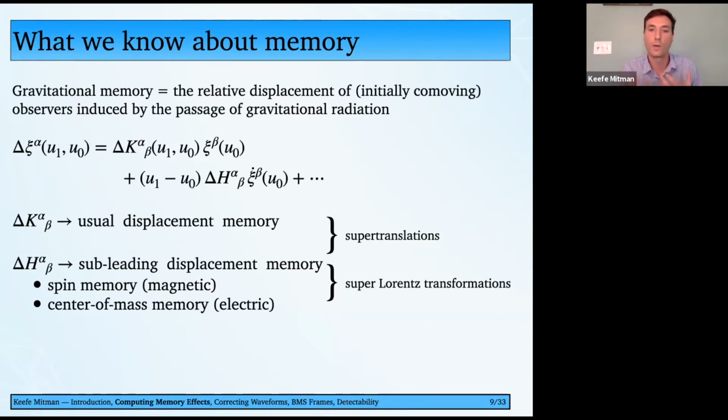Another way to understand these memory effects, if your observers don't have some relative velocity, is that spin memory will show up for observers on counter-orbiting trajectories, and center of mass memory for any parallel trajectories. But for today, I'm primarily going to focus on displacement and spin memory, because those are the two dominant contributions for binary black hole mergers. The center of mass memory can actually be noticeable for hyperbolic black hole encounters, but we haven't really seen those in our detectors, so I'm going to stray away from that today.